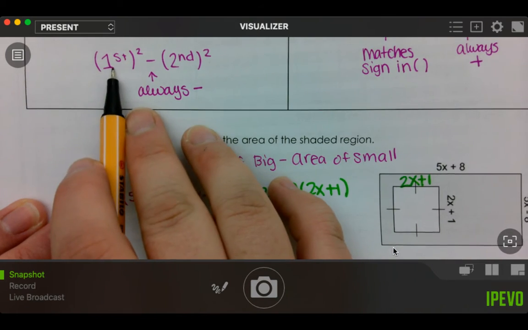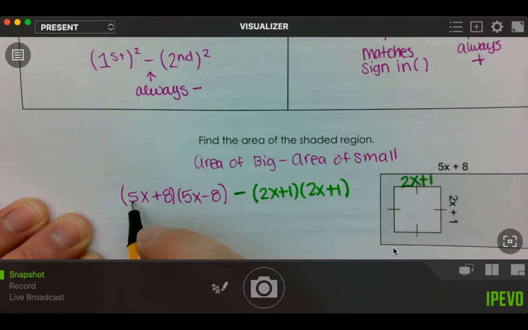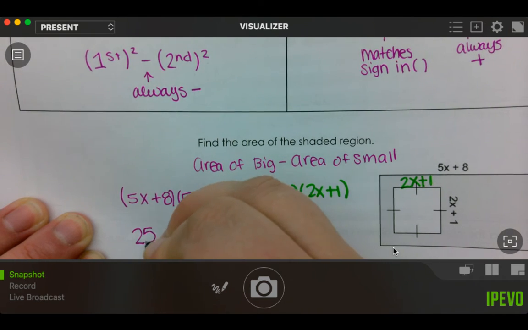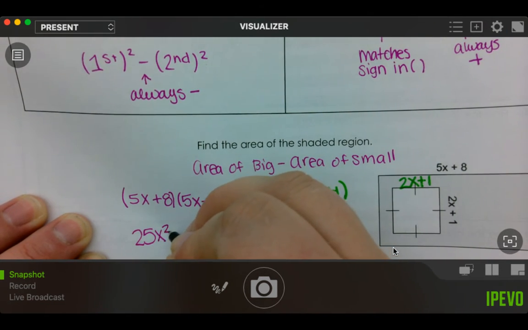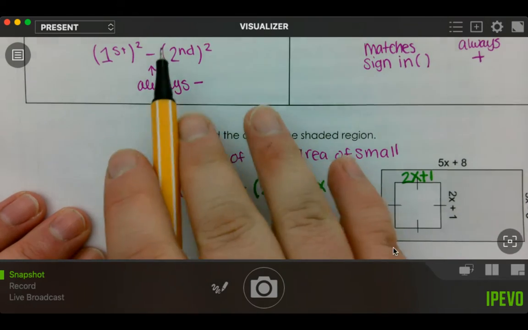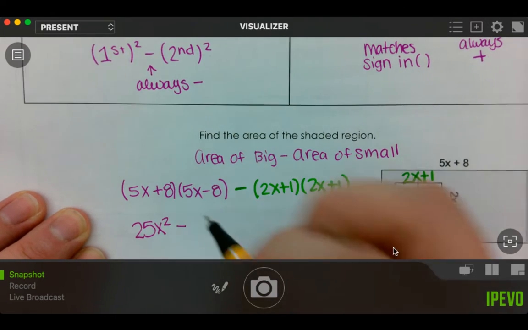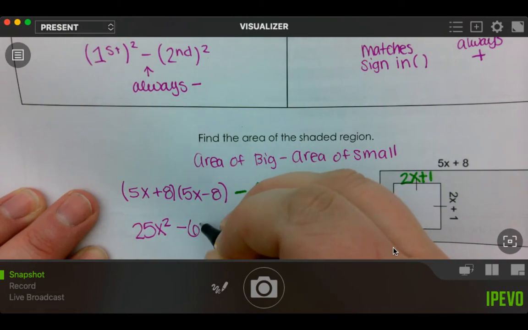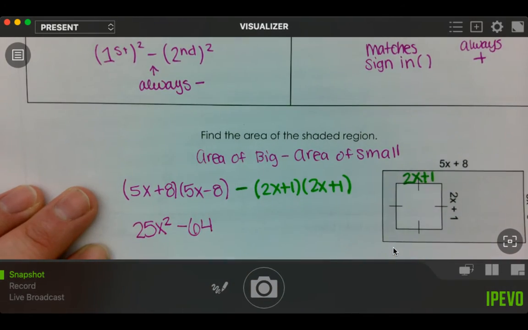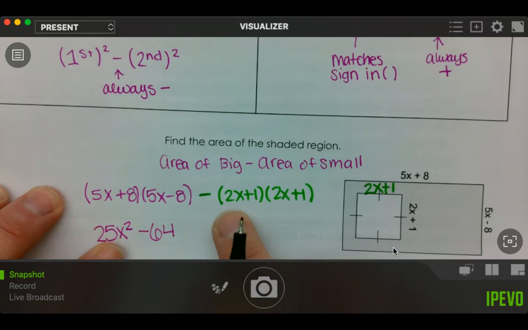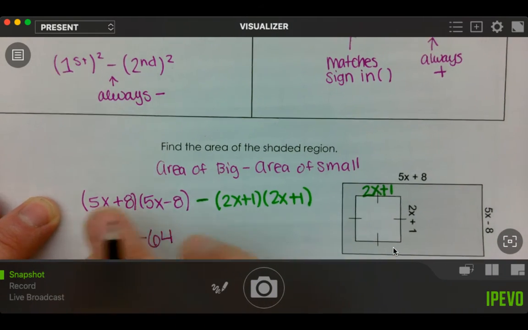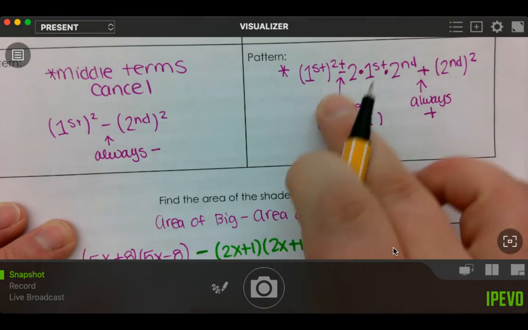So it's going to be the first thing squared. So 5x squared. 5 squared is 25. And x squared is x squared. And then minus the second thing squared. 8 squared is 64. Okay? And then over here, you have the exact same thing in both parentheses. The signs aren't different like these. That's where you're going to use this second pattern.